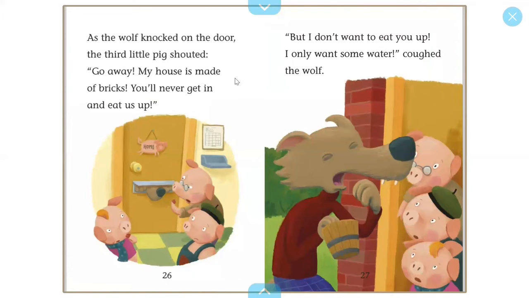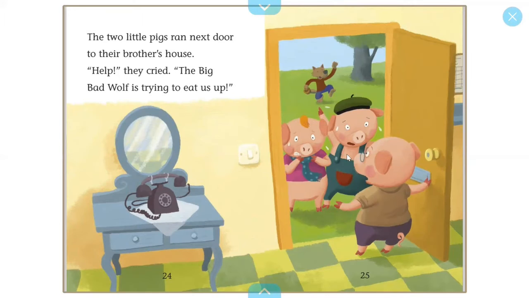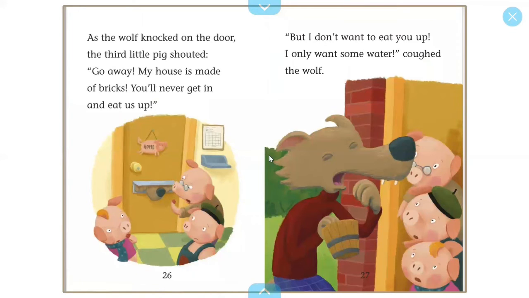As the wolf knocked on the door, the third little pig shouted, "Go away! My house is made of bricks. You'll never get in and eat us up." See his nose coming through the door. "But I don't want to eat you up. I only want some water," coughed the wolf. Oh, now they're probably feeling silly, right?